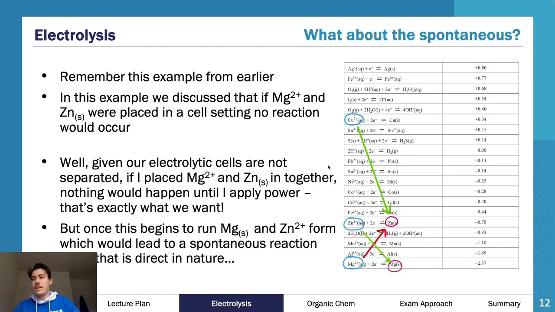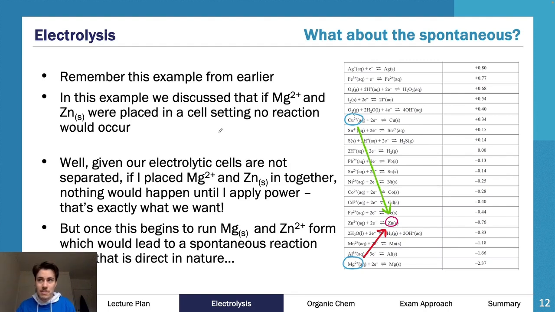Pushing through that, as you can see, in this example, we discussed that if magnesium 2 plus and zinc solid were placed in the cell setting, no reaction would occur. We're comfortable with this concept, and that's a really important concept to be comfortable with. Now, what if in this scenario, our electrolytic cell is not separate? If we place magnesium 2 plus and zinc in together, nothing will occur. And that's really important to understand as well. Because they won't occur spontaneously, we can put them in the same container.